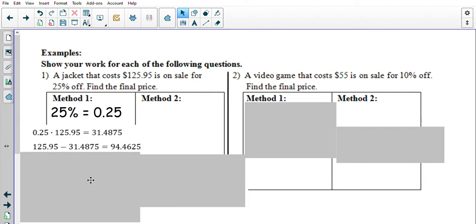This is something we're probably going to spend a couple of days working on in class, but I just want to put it all in one video. So pause the video at any time you need to. Let's round this to the nearest cent. So nearest cent means I need 2 numbers after the decimal point.